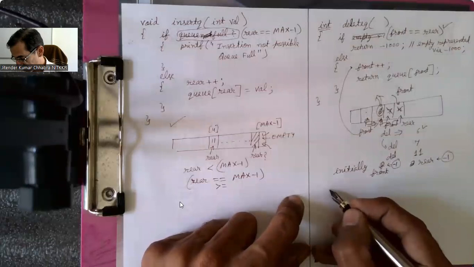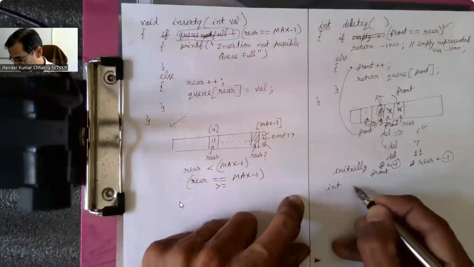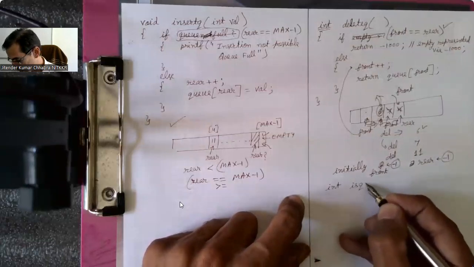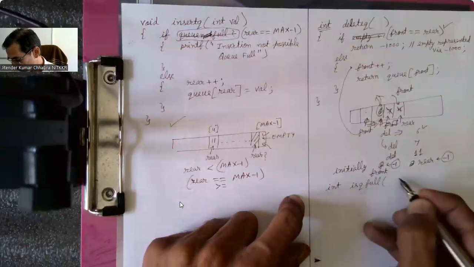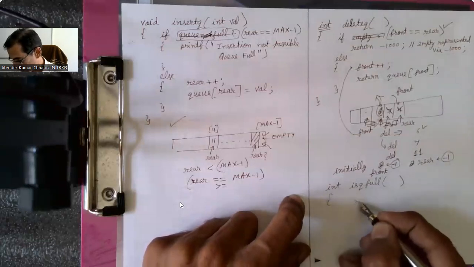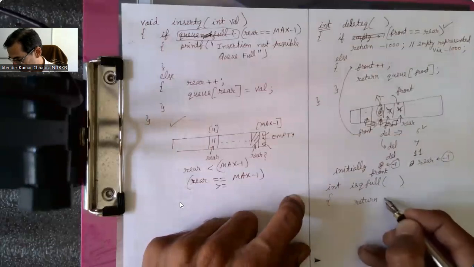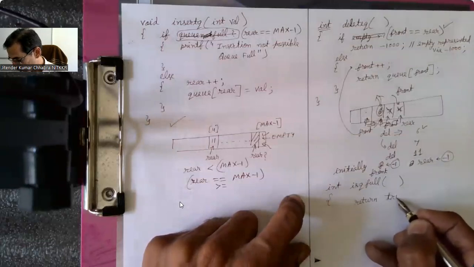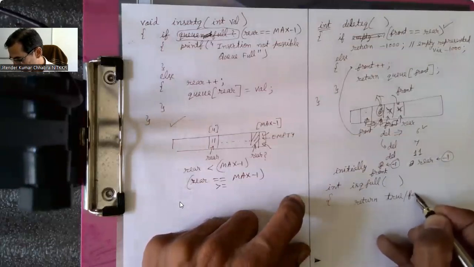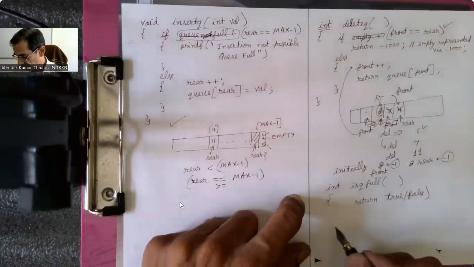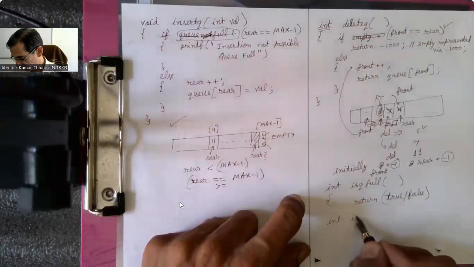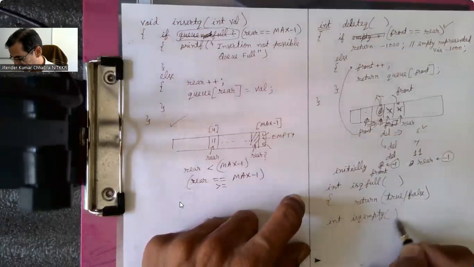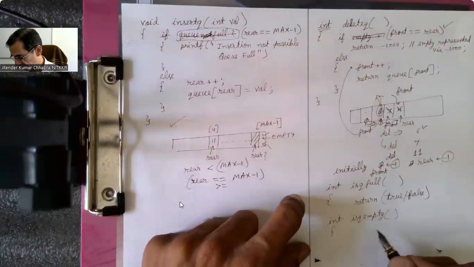And accordingly, you can write your is queue full to return true or false. So you should be able to write the suitable condition to return true or false. And similarly for the other situation, also for the queue empty. Those functions you should also write, and they will be used to check the status whenever needed.